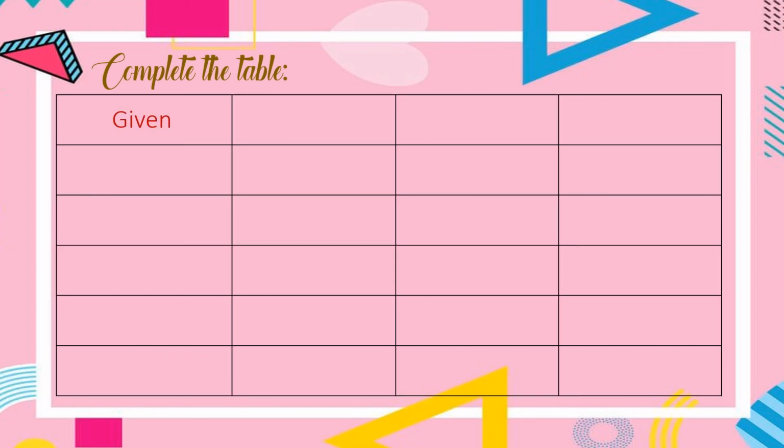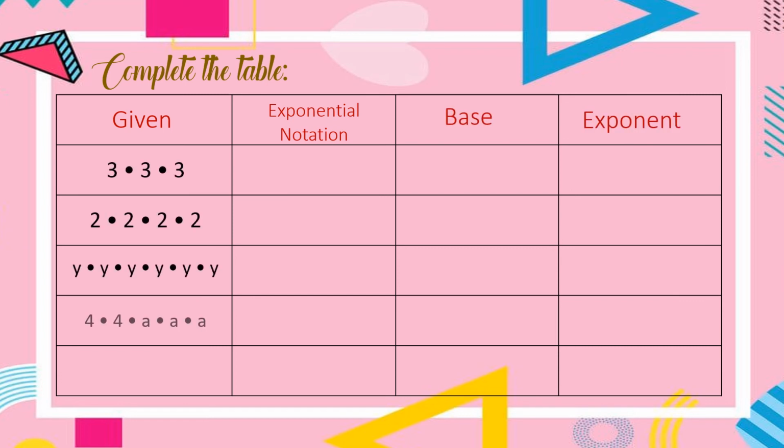Okay, let's try by completing the table. We have the given exponential notation, base, and exponent. So, the given are the following. So, what is the exponential notation for example number 1? So, that is 3 to the third power. The base is 3, the exponent is 3. Next, so we have 2 times 2 times 2 times 2. So, the base is 2, then the exponent is 4. So, we have 2 to the fourth power.